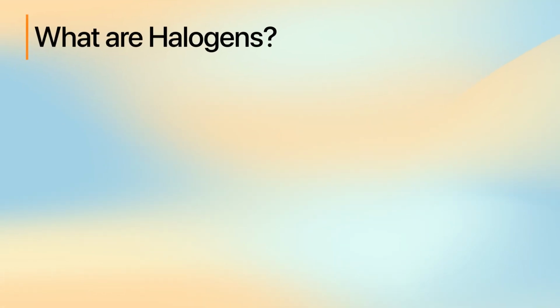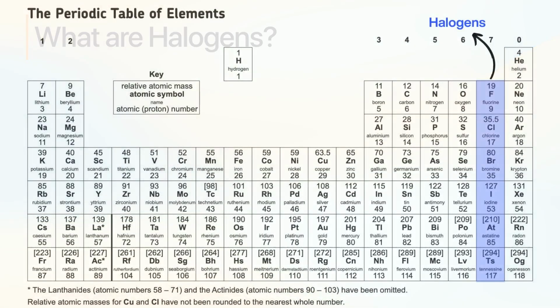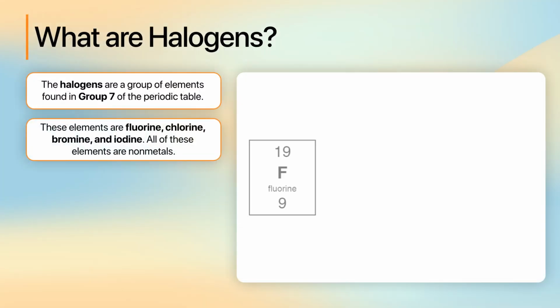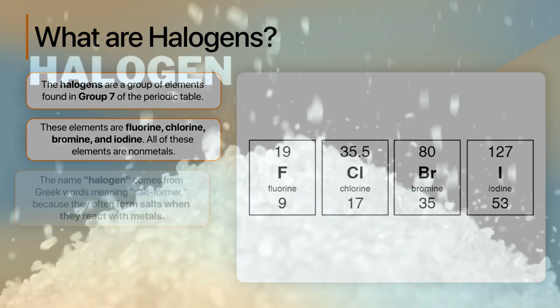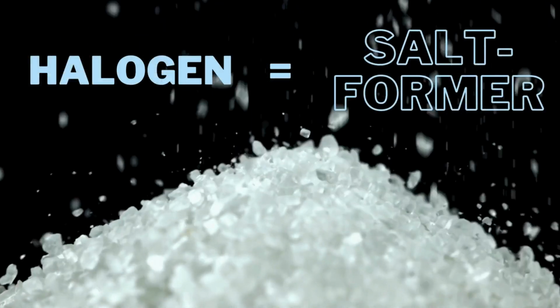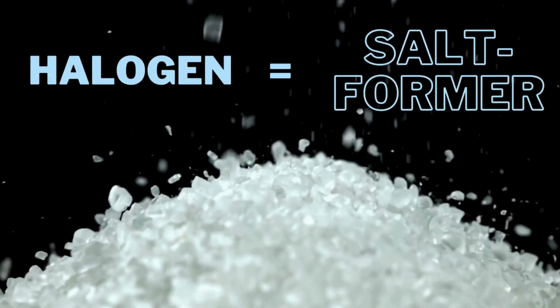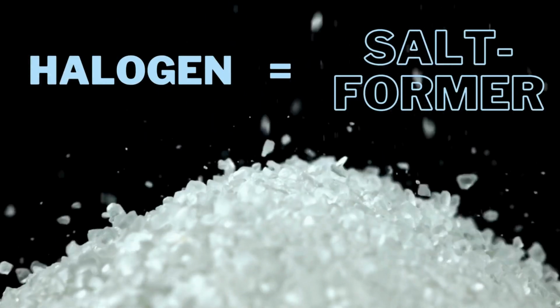What are halogens? The halogens are a group of elements found in Group 7 of the periodic table. Examples of these elements are fluorine, chlorine, bromine, and iodine. All of these elements are non-metals. The name halogen comes from Greek words meaning salt former, because they often form salts when they react with metals.